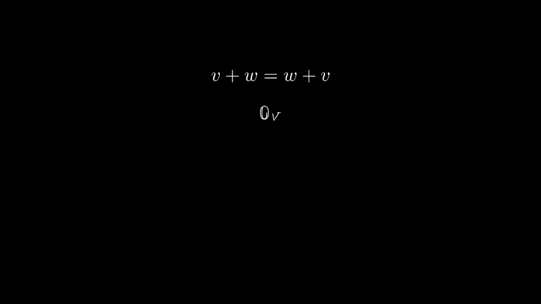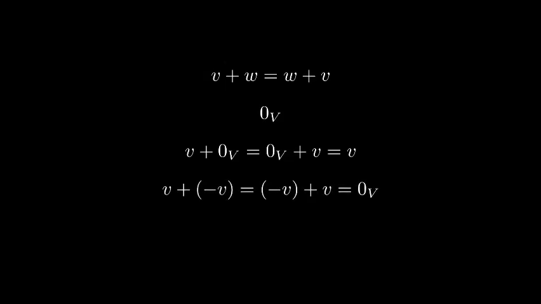Now under addition, a vector space has the following properties. The first being the commutative property, where the order of the addition does not matter. Next, we have the existence of a 0 vector, which also serves as the additive identity. That is, adding any vector to it gives the vector back. The next important property is the existence of an additive inverse. And finally, we have the associative property.